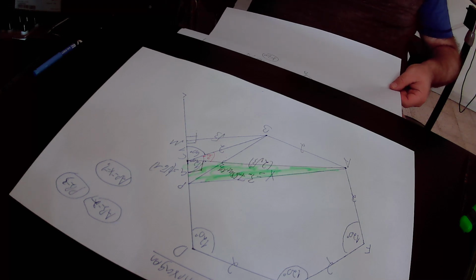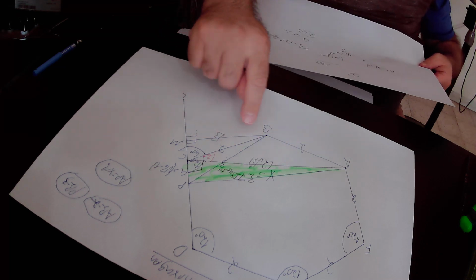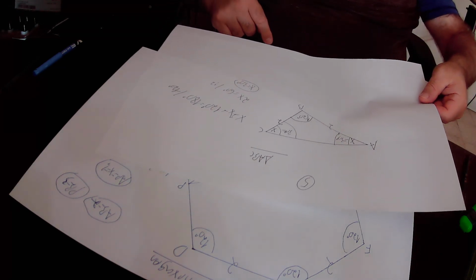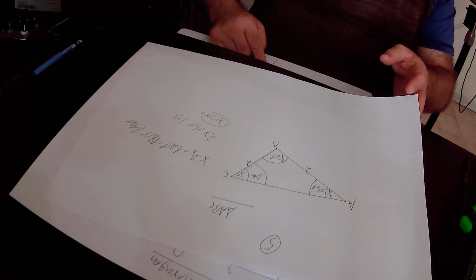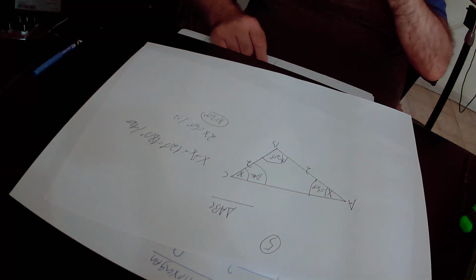Then I copied again triangle ABC. This is triangle ABC that I copied from the original drawing.